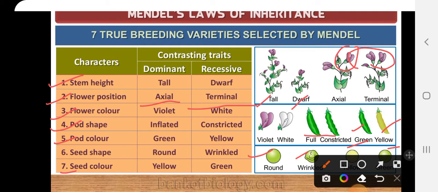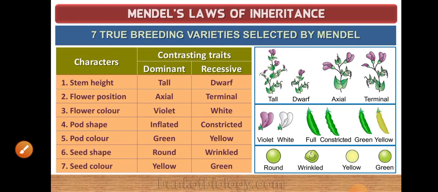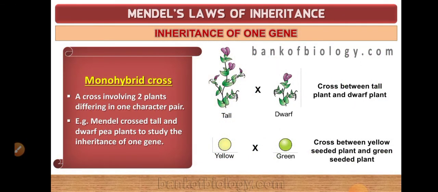We must know which one is dominant and which one is recessive. So all these characters, the height of the plant tall, the position of the flower axial, the flower violet color, pod shape inflated, pod color green, seed shape round, seed color yellow, all are dominant. So this was all about Mendel's work, and on which particular plant he worked.